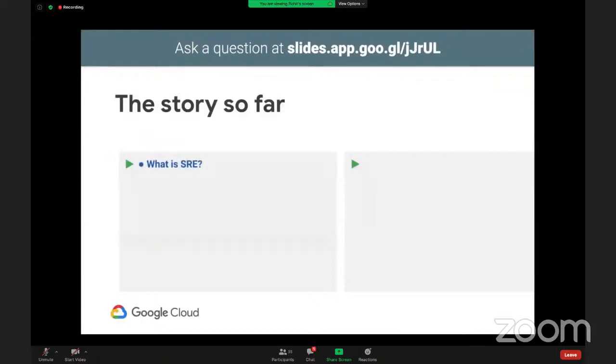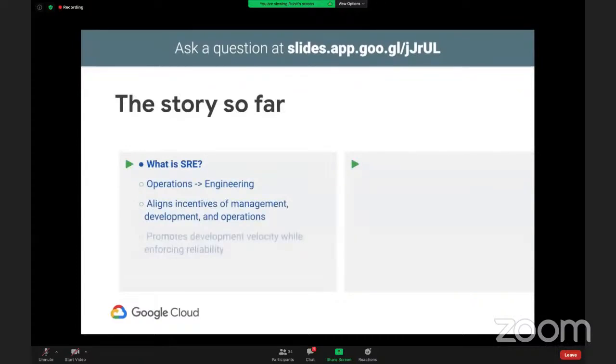I'll be discussing everything in the context of SRE. So let me do a quick SRE refresher so we are all on the same page. SRE got started because Google leadership discovered traditional ops doesn't scale. SRE is the result of turning ops into a software scalability problem. At a high level, the benefit is aligning incentives across business units, allowing for high development velocity while enforcing reliability.